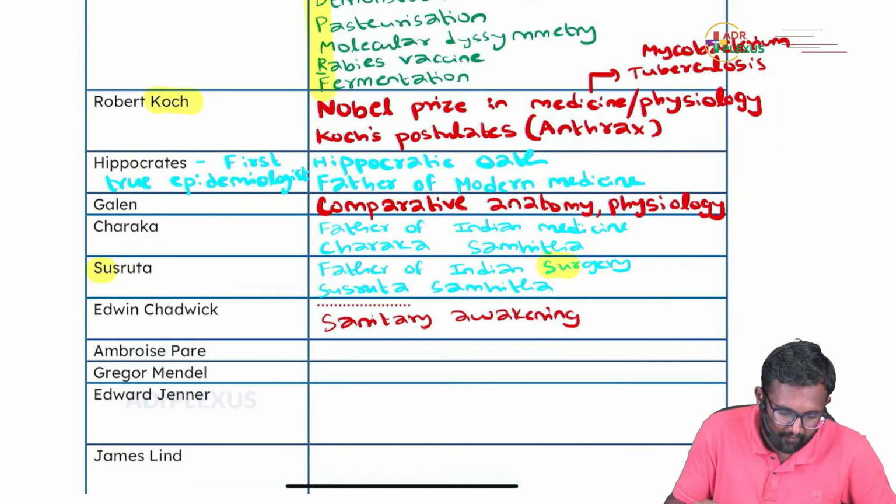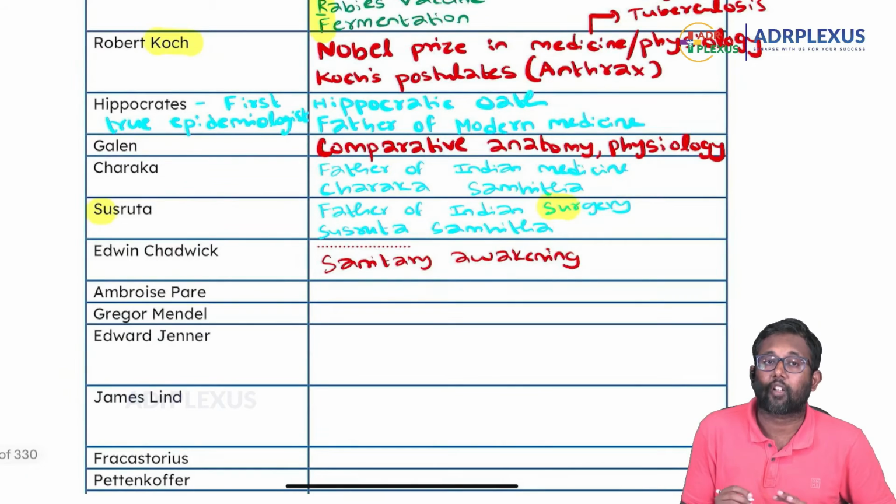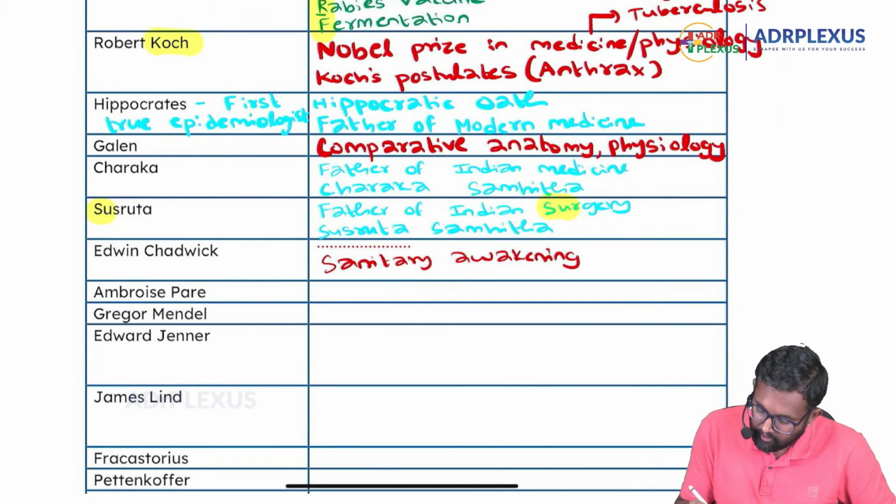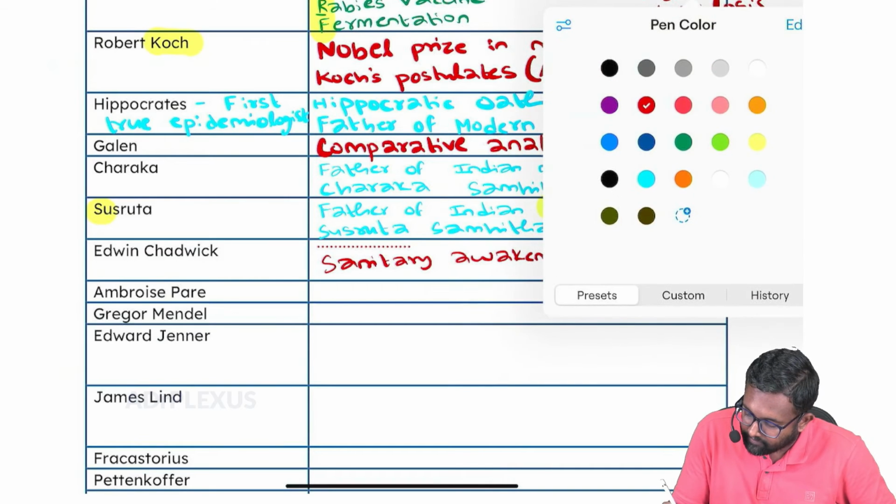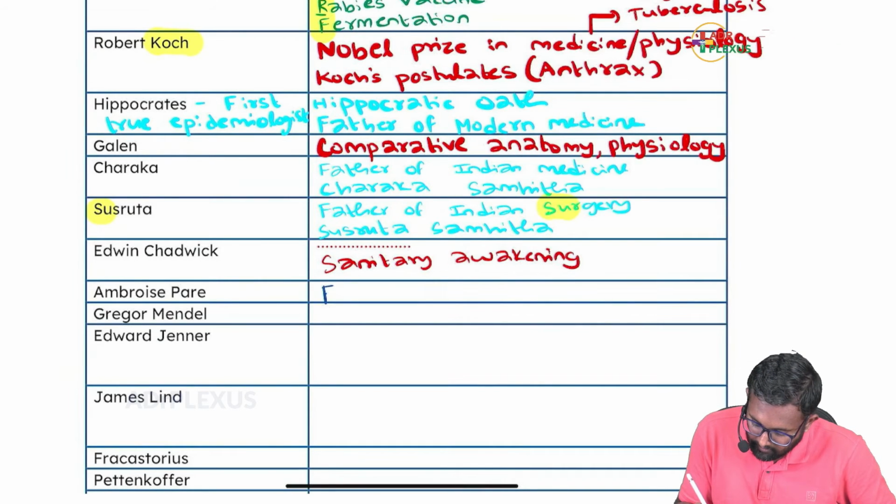Then Ambroise Paré. So he is the father of surgery for the whole world. The father of surgery for the whole world is Ambroise Paré. Father of surgery.